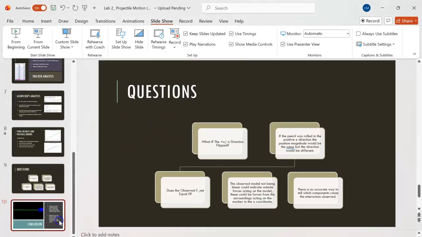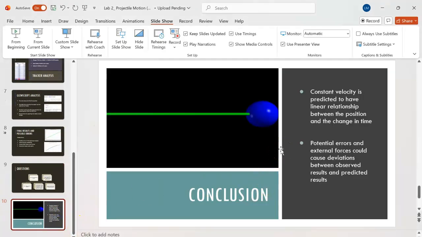And in conclusion, the constant velocity is predicted to have a linear relationship between the position and the change in time, and the potential errors and external forces could cause deviations between observed results and predicted results.